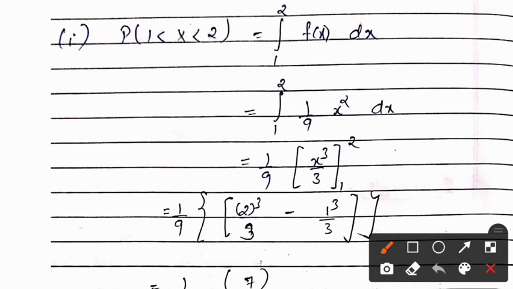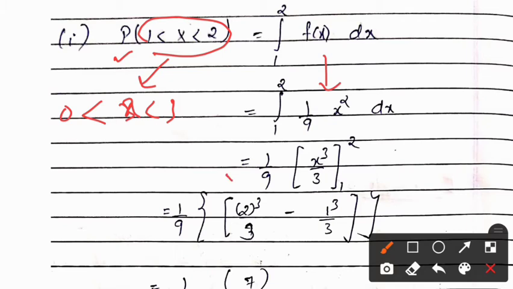First is P of 1 less than x less than 2. You are given the value between 0 to 3, okay, 0 less than x less than 3. So this value comes in the interval 0 to 3. So we will directly put here the value of f(x), 1 by 9 x square dx, right?